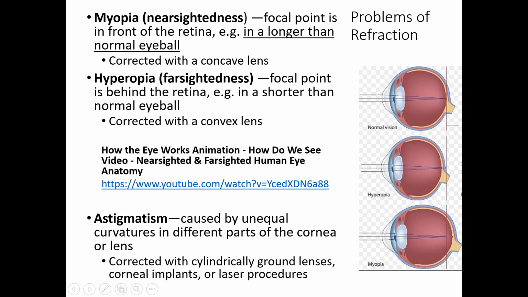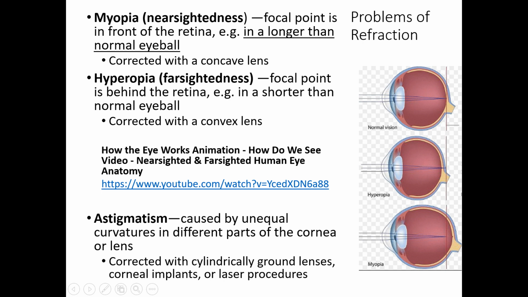Okay, now problems of refraction that so many people have nowadays. Nearsightedness or myopia. Here it is, myopia. When light rays are concentrated in their eyeball, in front of the retina, instead of being on the retina like it happens in the normal eye. So nearsightedness can be corrected with concave lens. Hyperopia is the opposite problem, farsightedness, when light rays are concentrated behind the retina, and it's corrected with a convex lens.